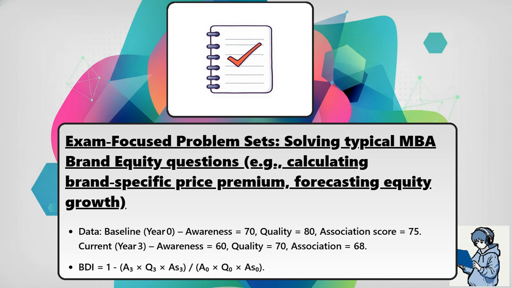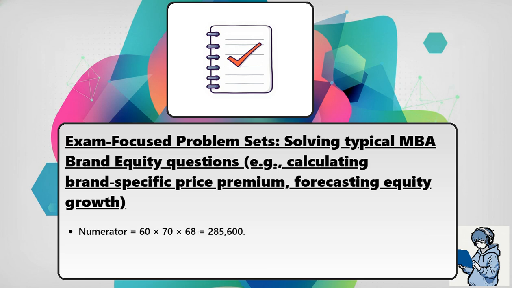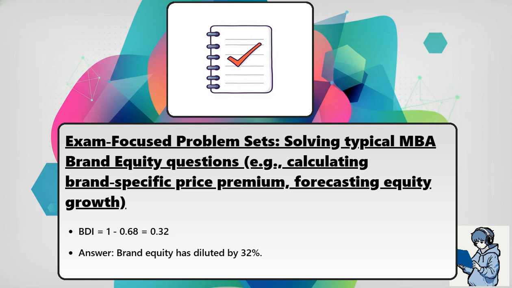Brand dilution index equals 1 minus [(A3 times Q3 times association 3) divided by (A0 times Q0 times association 0)]. Numerator equals 60 times 70 times 68 equals 285,600. Denominator equals 70 times 80 times 75 equals 420,000. Ratio equals 285,600 divided by 420,000 equals 0.68. Brand dilution index equals 1 minus 0.68 equals 0.32. Answer: brand equity has diluted by 32%.